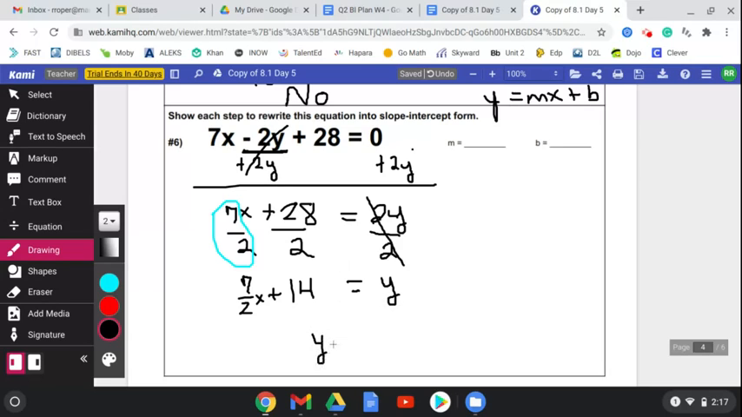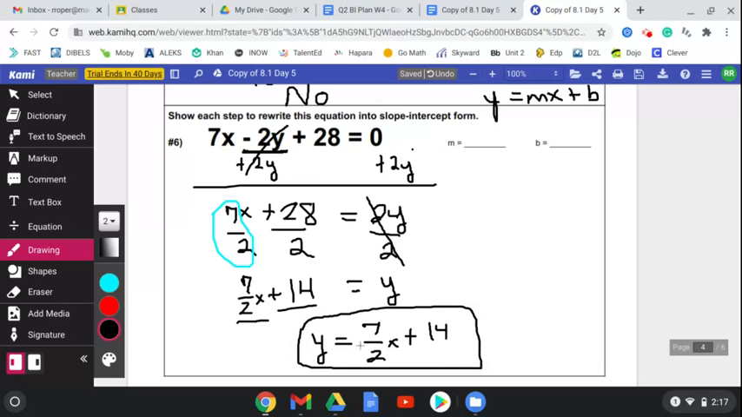Okay? So I'm going to write this equation with my y first. So y equals, then I'll put my x term. Here's my x term, 7 halves x. Then I'll put my constant term. Here's my constant term, positive 14. This right here is in slope-intercept form. Now I can identify my m. Of course, m is the number in front of x, which would be 7/2. That's my slope, 7/2. And b is the constant term, which is 14. I know it's positive 14 because of the plus sign. So b is 14.